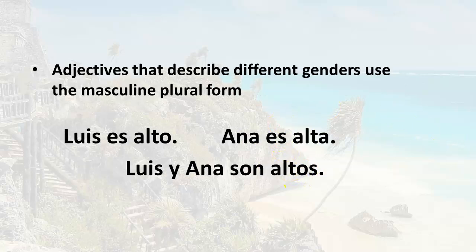Sometimes you'll need to pick an adjective that will describe different genders. For example, if I want to say Luis and Ana are tall, you have the 2 plural forms. You have altos and altas. The rule is if you're describing 2 different genders, use the masculine plural. So we have Luis y Ana son altos.